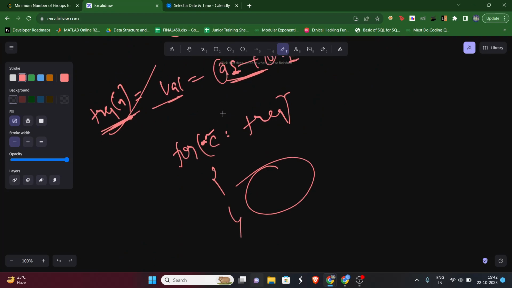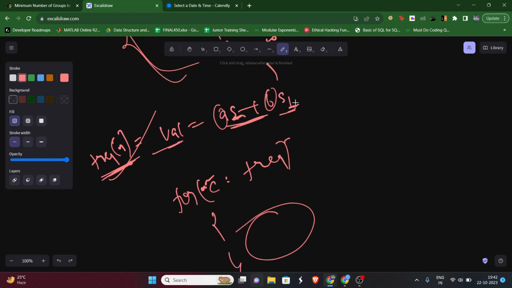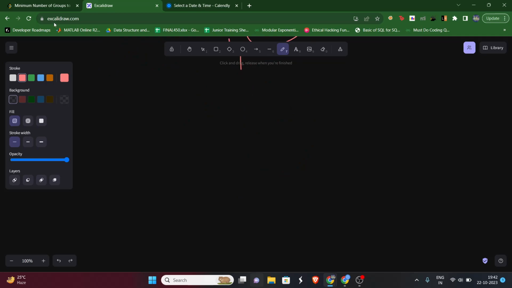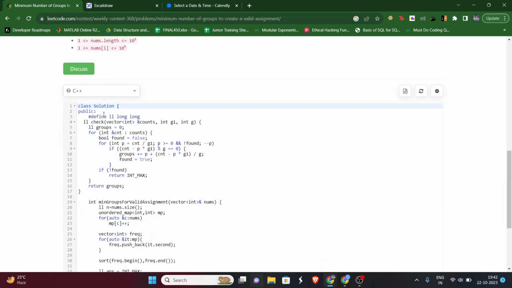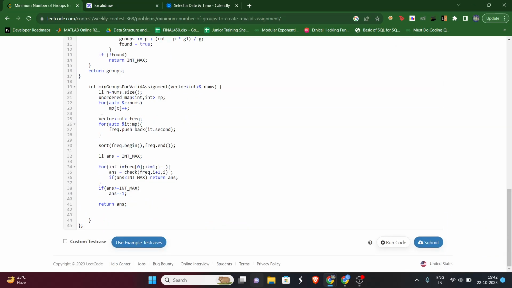And now, but how will we determine s and s2? So listen carefully, or it's better if I show you the code. What I am doing is, first of all, I am creating the frequency. I hope this part would be clear. Now I am sorting that, and we are decreasing the frequency from the lowest frequency.